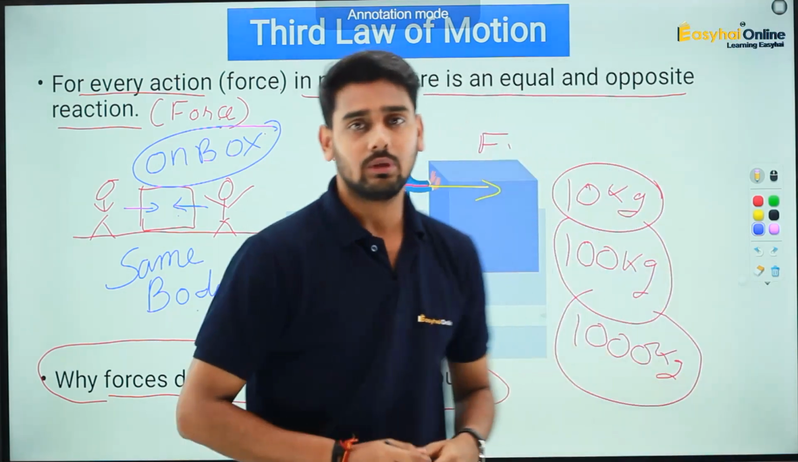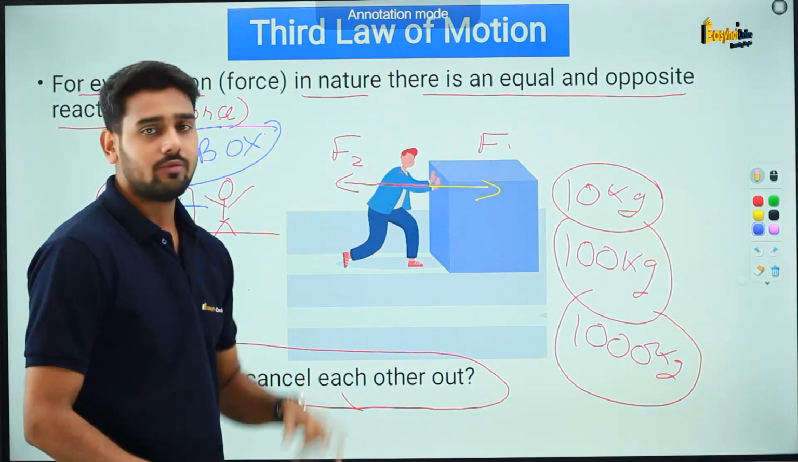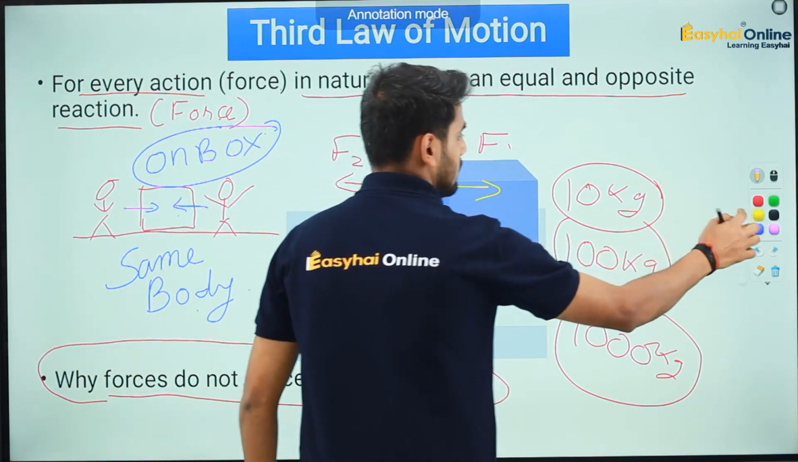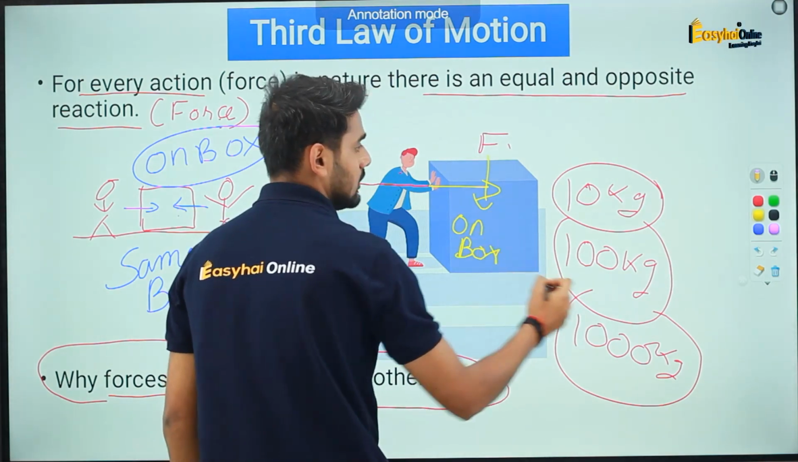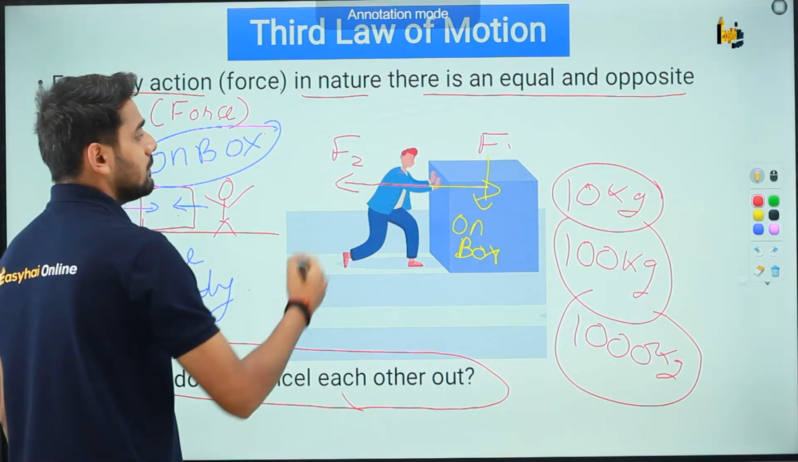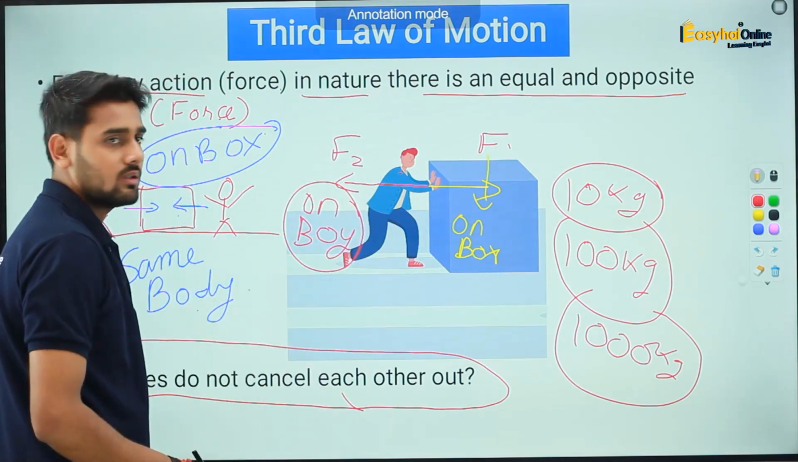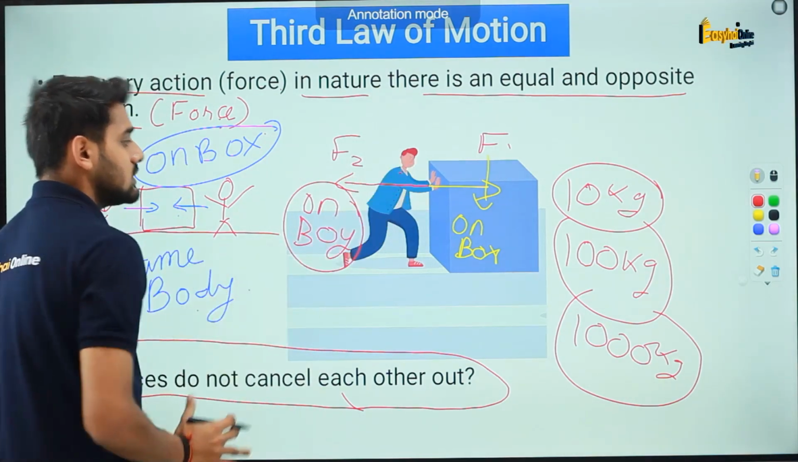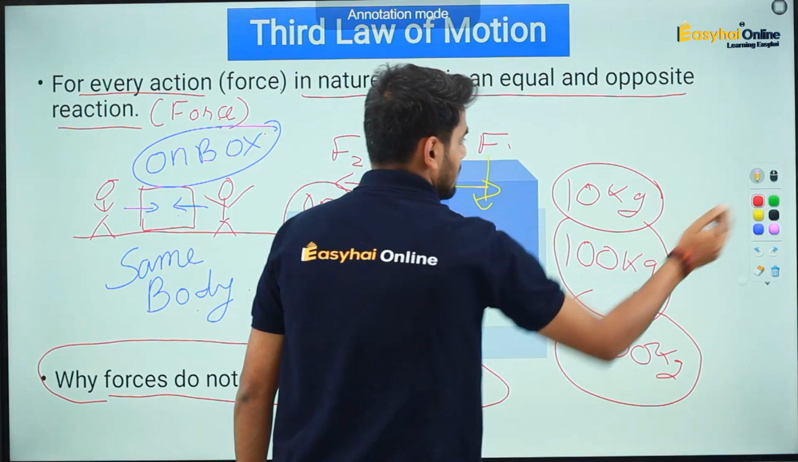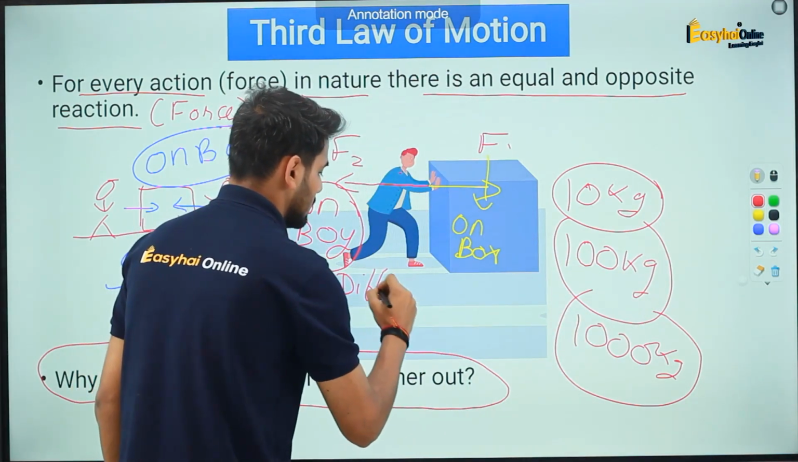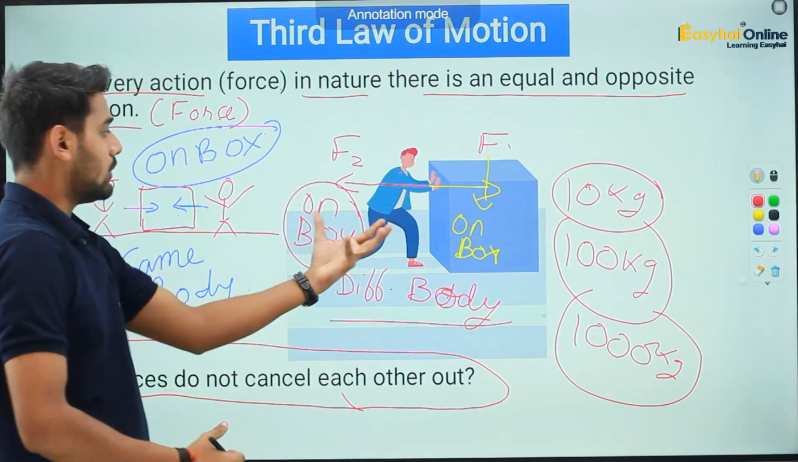Now let us look at this example. Here, the boy is applying a force on the box, right? So that is F1. The force is being applied on what? Here, this F1 is being applied on the box. But this F2 is being applied on the boy. It is not being applied on the box. So this means the two forces acting in this particular situation are not on the same body. Instead, they are on different bodies. They are acting on different bodies.